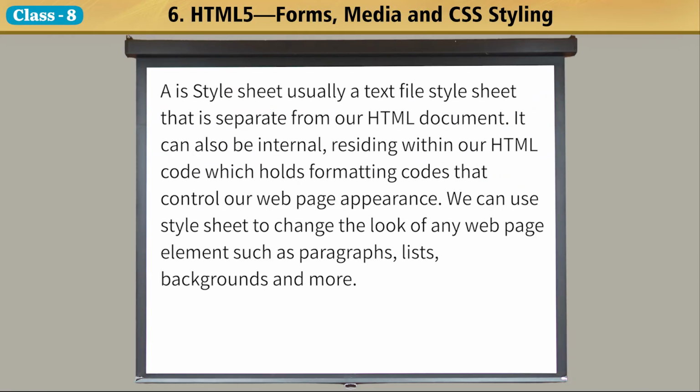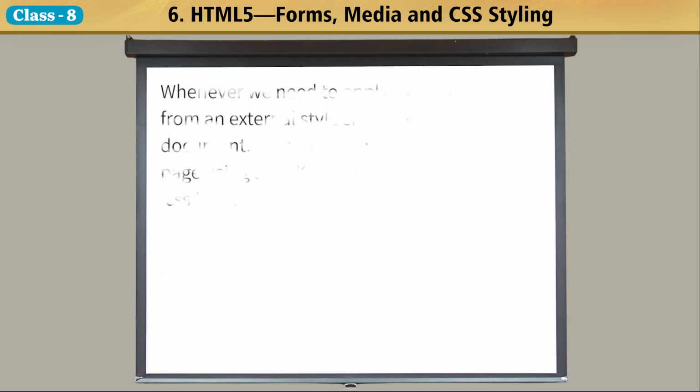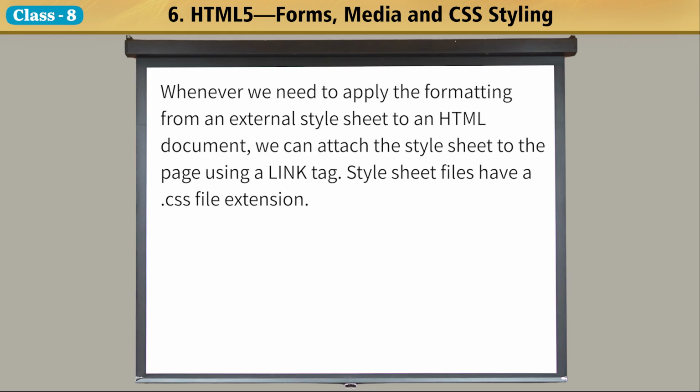A style sheet is usually a text file that is separate from our HTML document. It can also be internal, residing within our HTML code, which holds formatting codes that control our web page appearance. We can use a style sheet to change the look of any web page element such as paragraphs, lists, backgrounds, and more. Whenever we need to apply the formatting from an external style sheet to an HTML document, we can attach the style sheet to the page using a link tag.